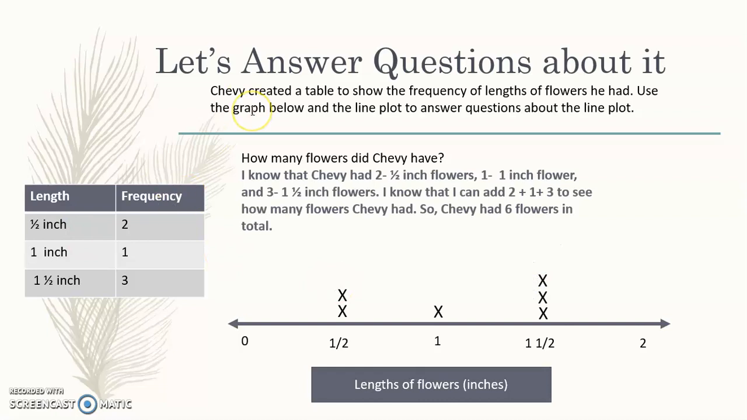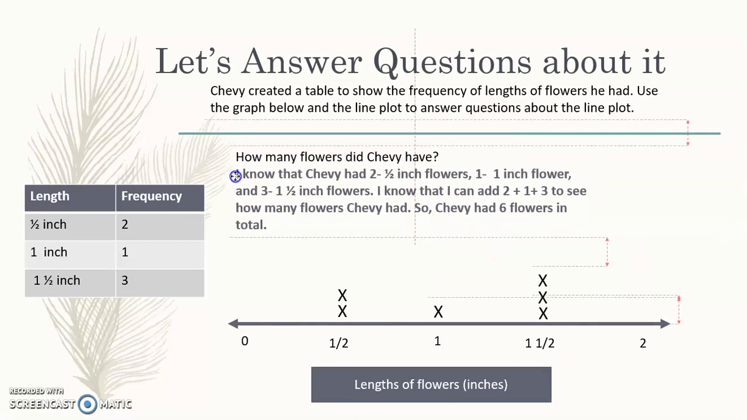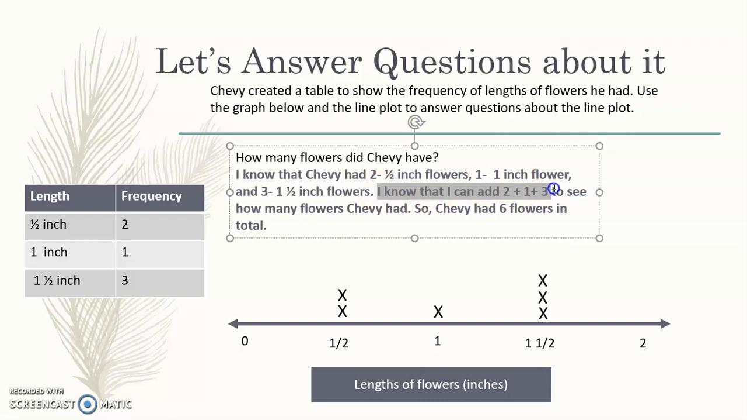I know that Chevy had 2 1/2 inch flowers, 1 1 inch flower, and 3 1.5 inch flowers. I know that I can add 2 plus 1 plus 3 to see how many flowers Chevy had. So, Chevy had 6 flowers in total. Notice how I used what I knew, and a so statement to summarize it and give your answer.